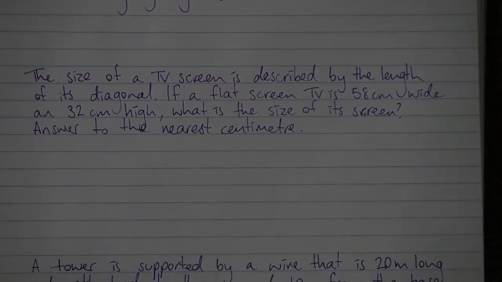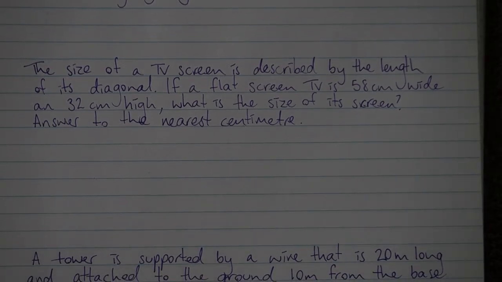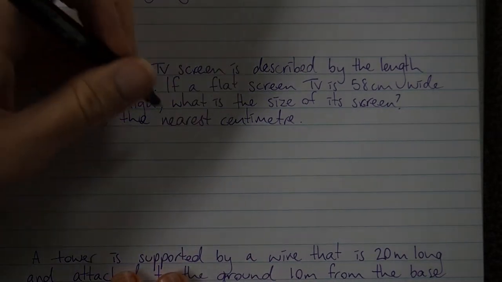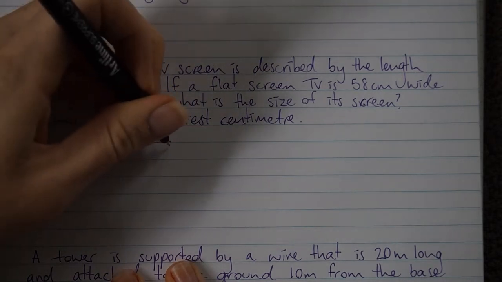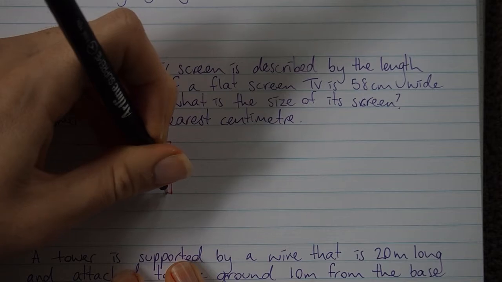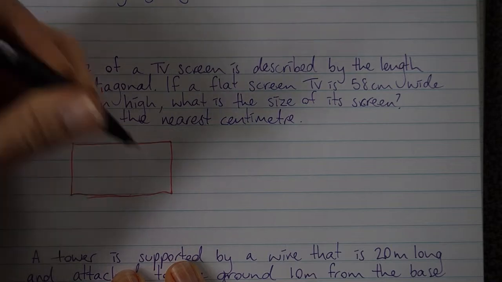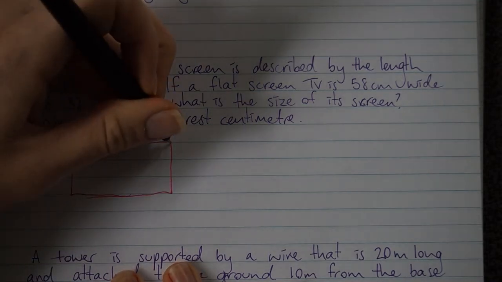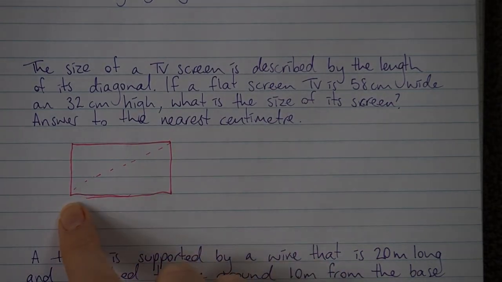Okay, so I have a couple of problems here. The size of a TV screen is described by the length of its diagonal. If a flat screen TV is 58 centimeters wide and 32 centimeters high, what is the size of its screen? Answer to the nearest centimeter. If you didn't know this, the size of a TV is in fact the length of the diagonal, so from the top corner to the bottom corner. I'm just going to draw a TV, because that's the problem I've been given. All right, there's my TV. It's beautiful. It's straight, and what I have here is the diagonal. Remember, diagonal extends from one corner to the opposite corner.